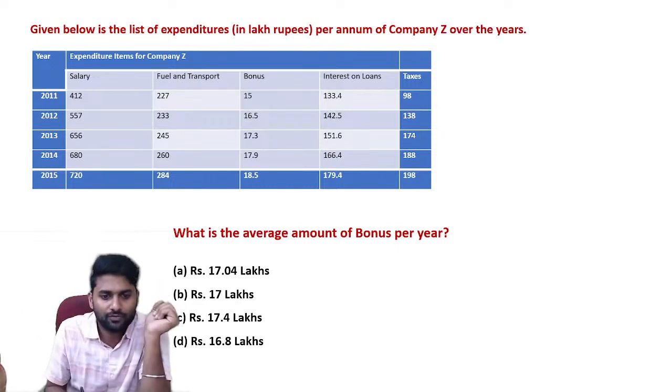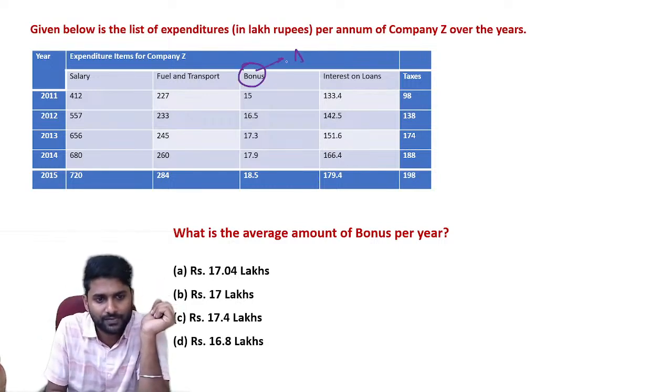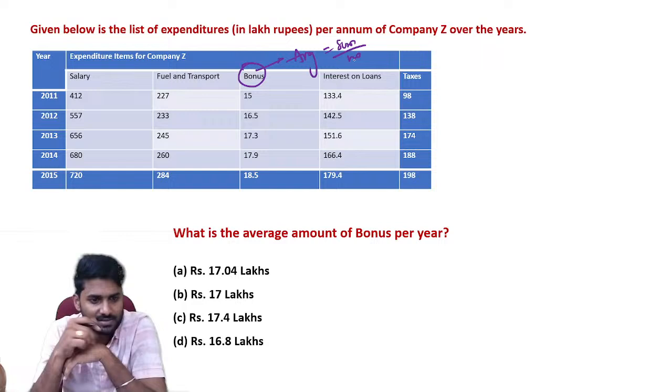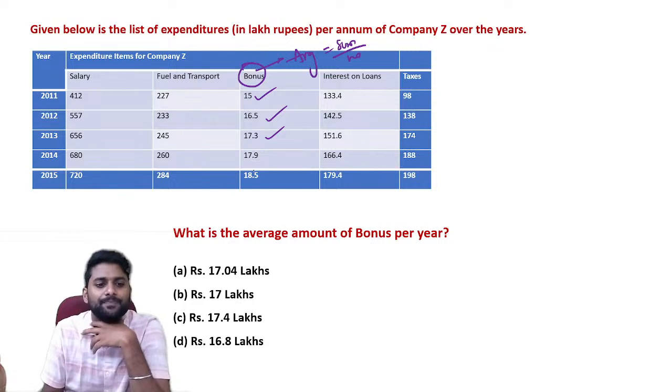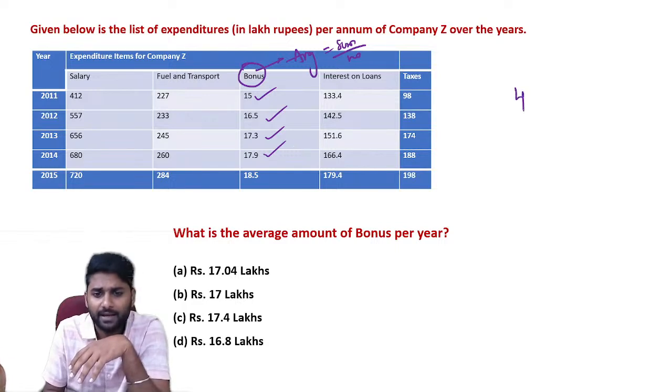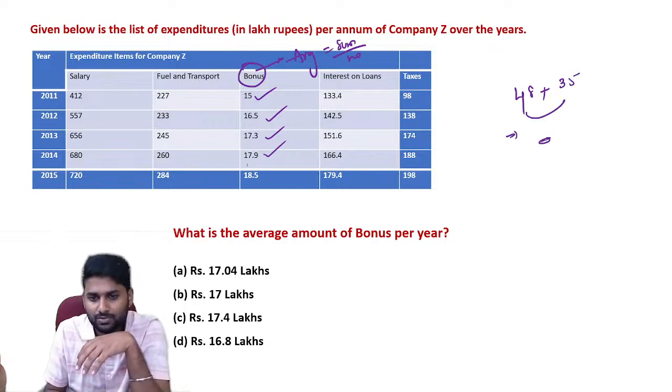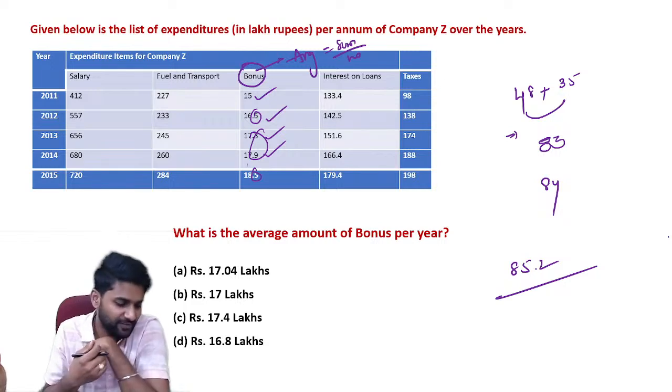The average amount of bonus per year. We know that average is the sum of observations divided by the number of observations. Going through the sum: 15 plus 16 is 31. 31 plus 17 is 48. 48 plus 17 and 18 is 83 units in total. And we have some decimals: 5 plus 5 is 1 unit, then it becomes 84. 9 plus 3 is 12. So finally, the total sum value is 85.2.